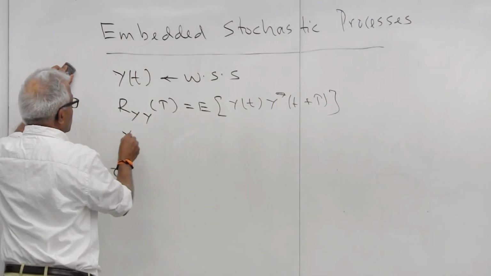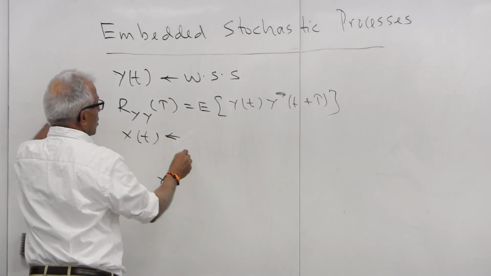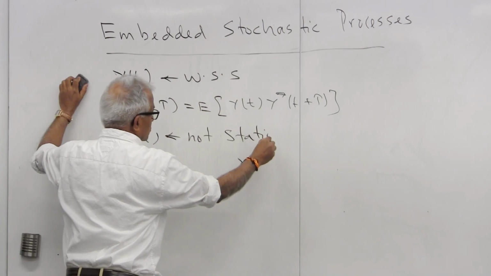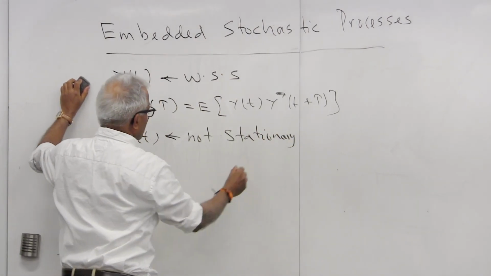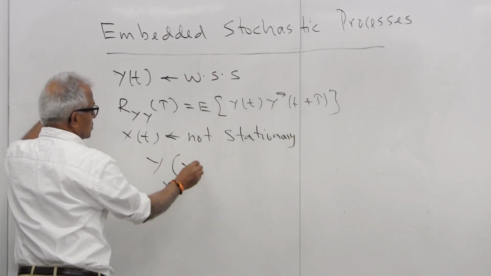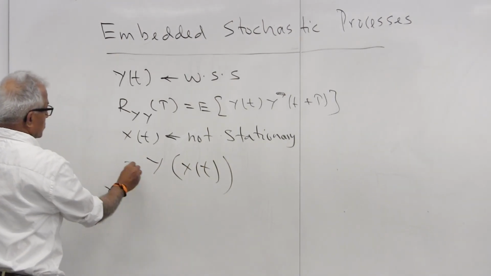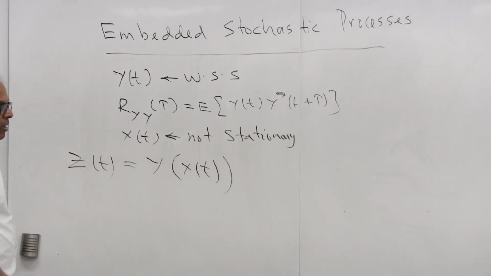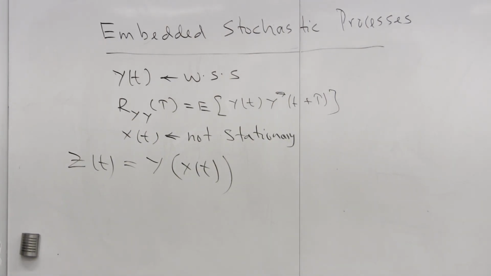Then we have another process, x of t. Let's say this is not stationary. And I'm going to conceal x within y in this manner and create a new process z of t. This has interesting radar applications, but in any case today we just want to look at its match filter and autocorrelation properties.